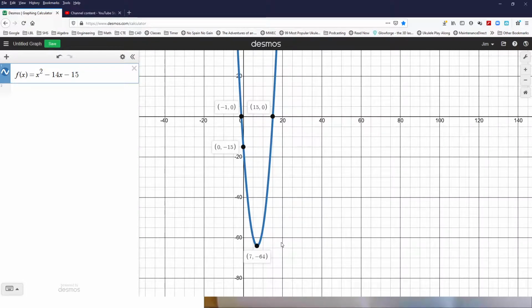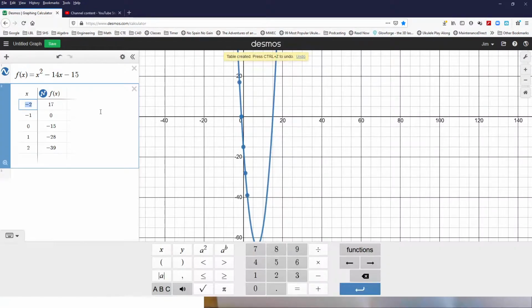Right? And if I wanted to look up where x is equal to negative 3, I could just simply turn this into a table of values and look up negative 3. And I would see that that's 36.